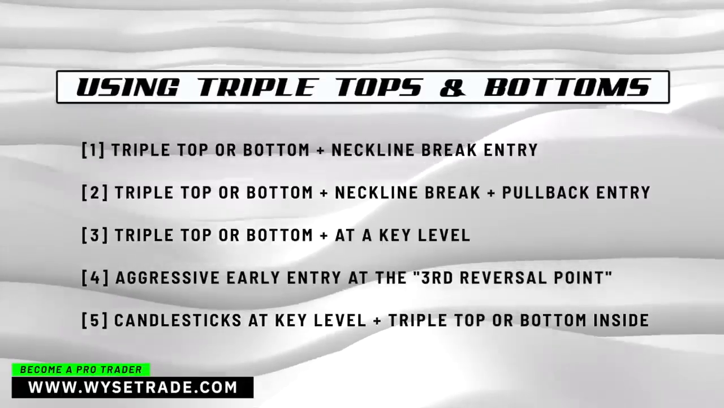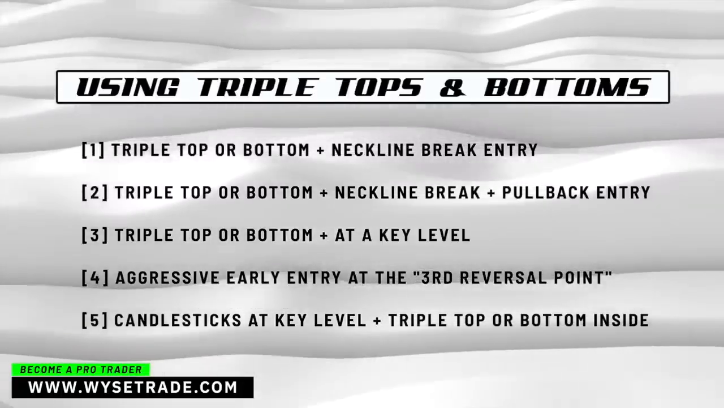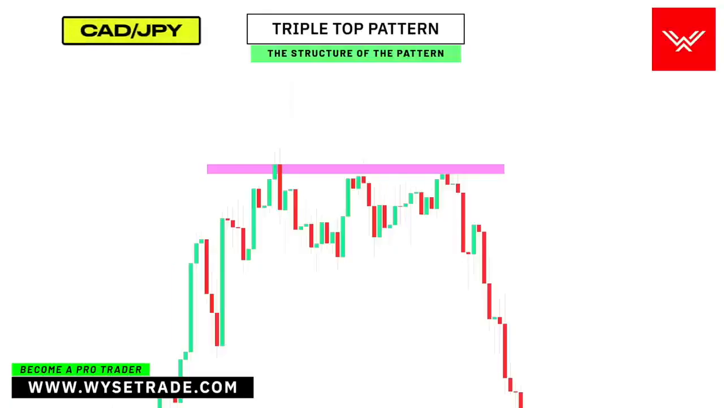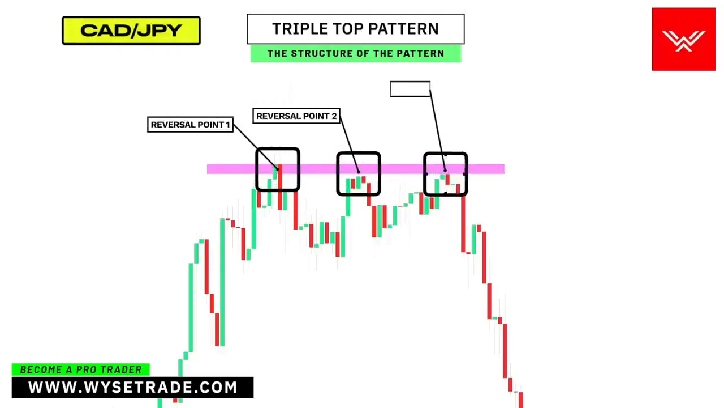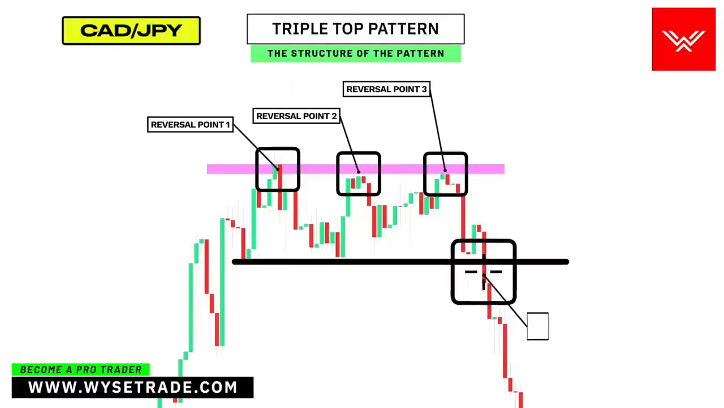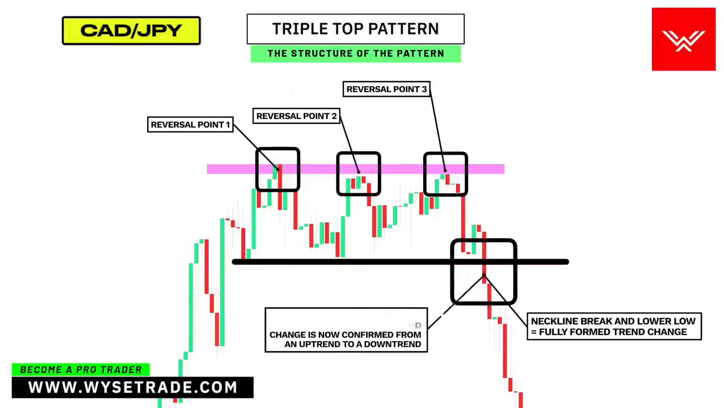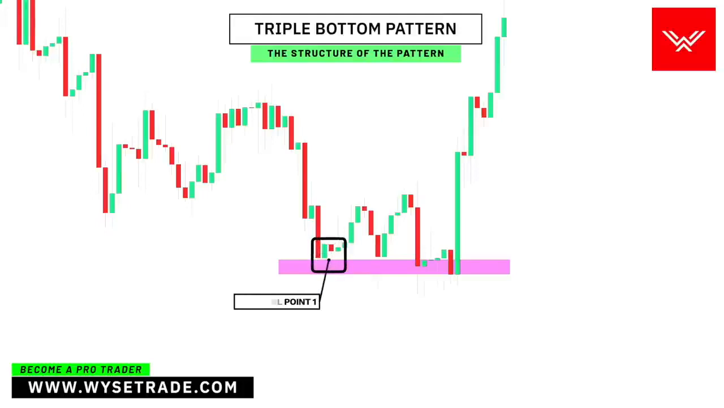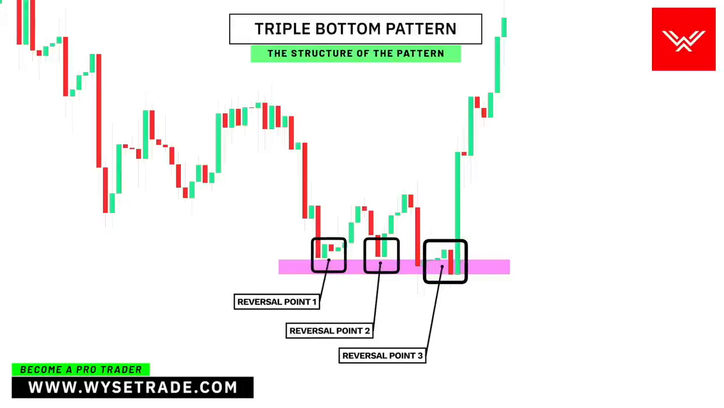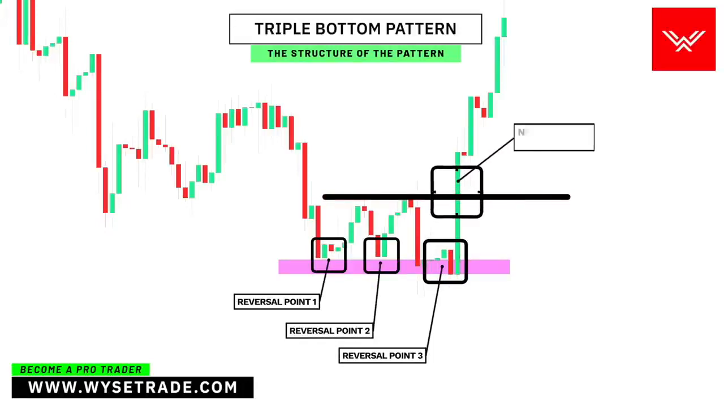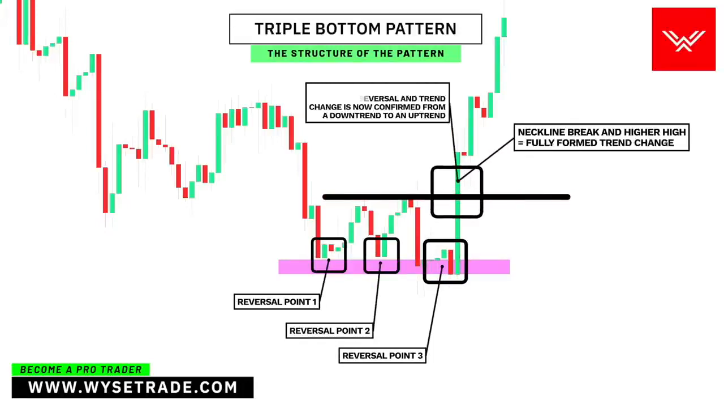Now, let's move on to the triple top and triple bottom pattern. This is the CAD-Yen currency pair. Reversal point 1, reversal point 2, and reversal point 3, which creates the triple top pattern. Neckline here, and once it breaks, the reversal is confirmed, and is when you would look for short entries. Reversal point 1, reversal point 2, reversal point 3, which creates the triple bottom pattern. Neckline here, and once it breaks, the reversal is confirmed, and is when you would look for long entries.